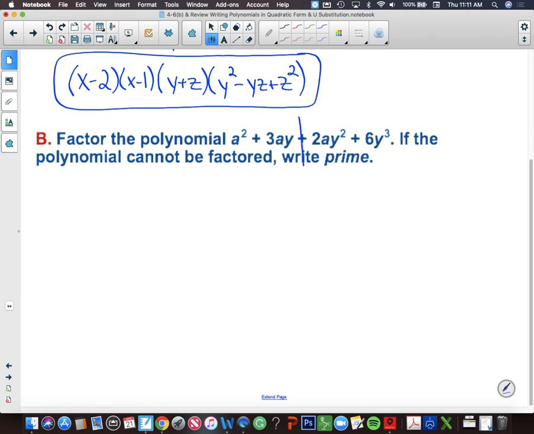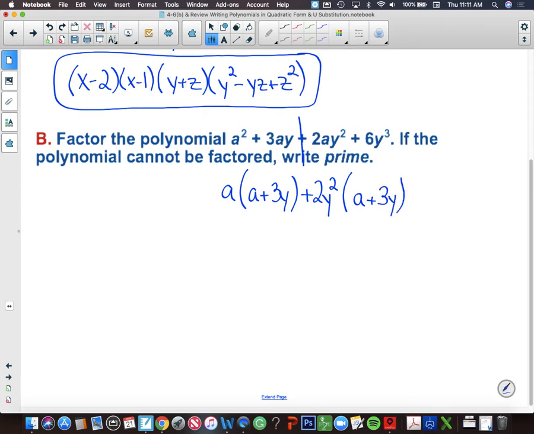Okay, so cut it in half. Look to see what we can take out. So we can take an a out of the left. We're going to have a plus 3y. And then the right half, we're going to take a positive 2y squared out. And then that will leave us with an a plus 3y. We got the same thing.